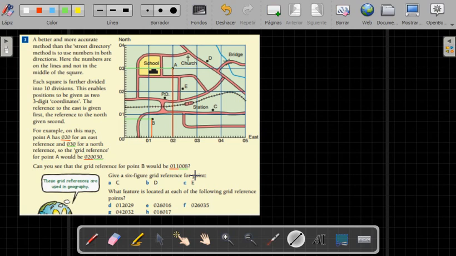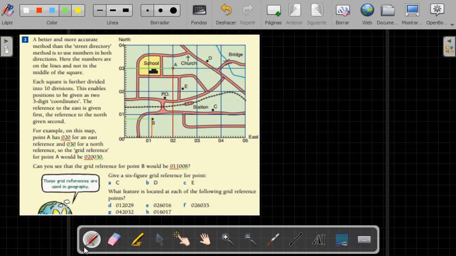So, what they said is correct. The grid reference for point B is 0, 1, 1, 0, 0, 8. Okay, now we have solved the exercise, the examples. Let's try to solve one of those exercises. And here it says, give a 6-figure grid reference for point C, D, and E.